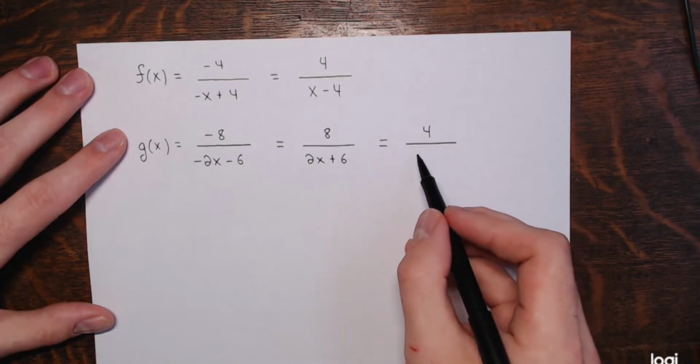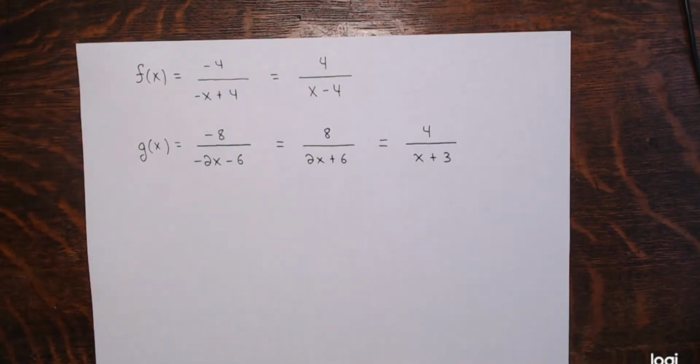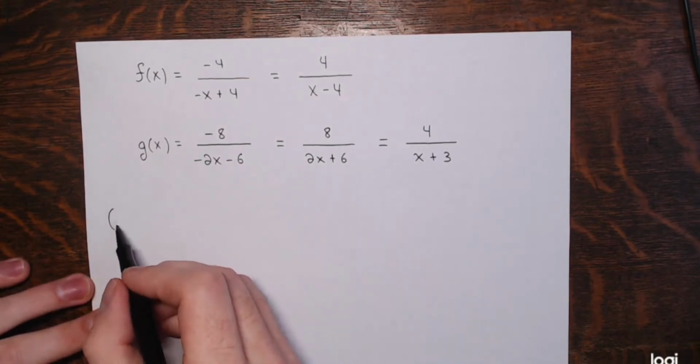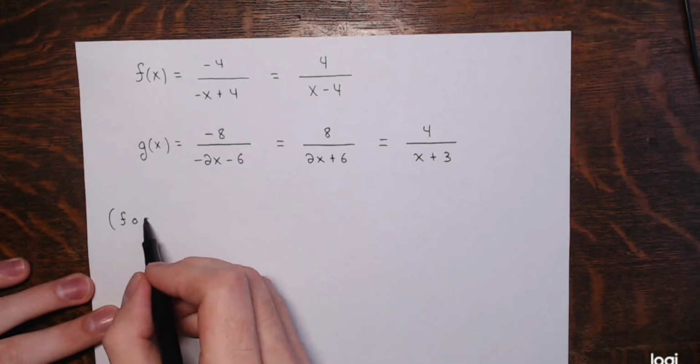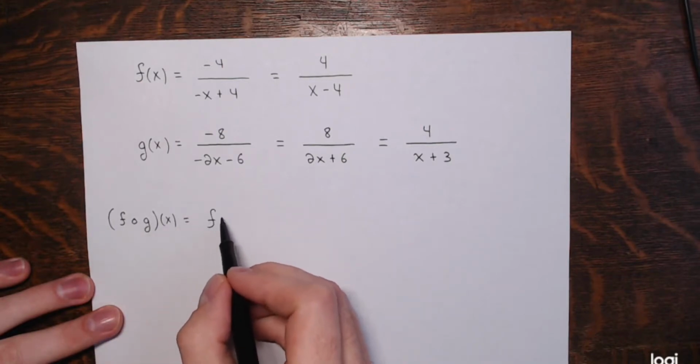And then the 2 would be gone down here, and you'd have x plus 3. Right? So me personally, I try to make it look as nice as possible before moving on. All right, so now we're asked to find the domain of f composed with g. Or you could write it this way, f of g of x.